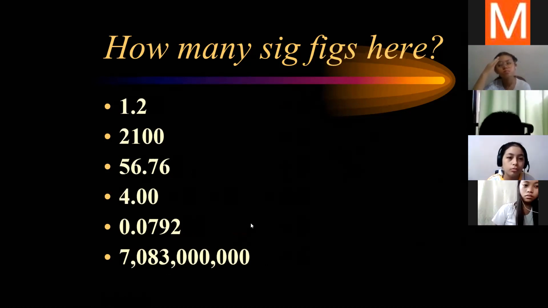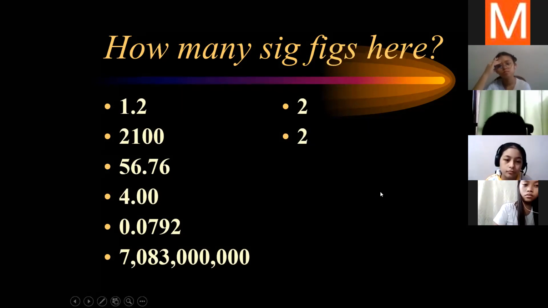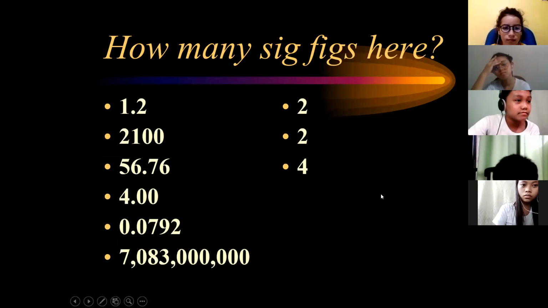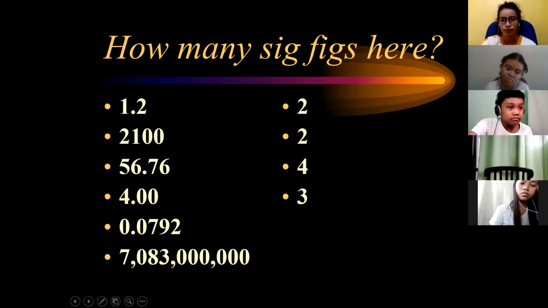1.2 is 2. 2, correct. 2100 is 2, that is repeated in the previous slide. 56.76 is 4. How about 4.00? It's a 3 because there's a decimal point and it's a trailing zero. But this is not a trailing zero from the next after 4.00, so it only contains 3.